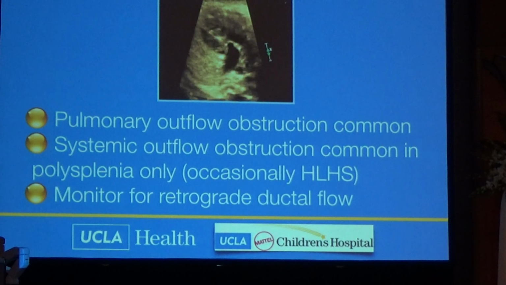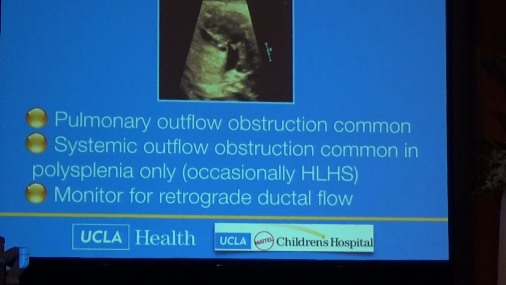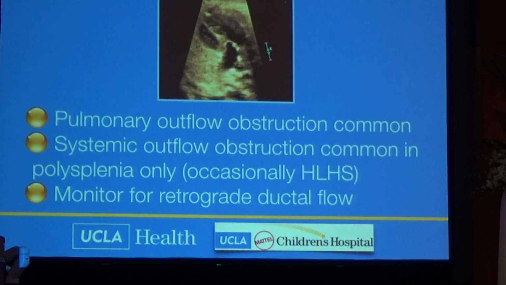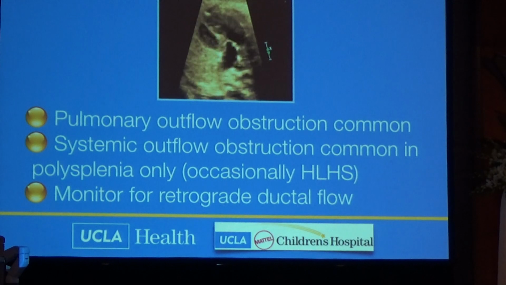And then the outflow tract obstruction, particularly pulmonary stenosis, can evolve in utero. So at 20 weeks when you make the diagnosis, there may not be much pulmonary stenosis, maybe mild or moderate, and the ductal flow may be normal, right to left. But over time, the pulmonary stenosis can worsen, and you can develop retrograde flow in the ductus, and that's a sign that this baby is probably going to be ductal dependent after birth.